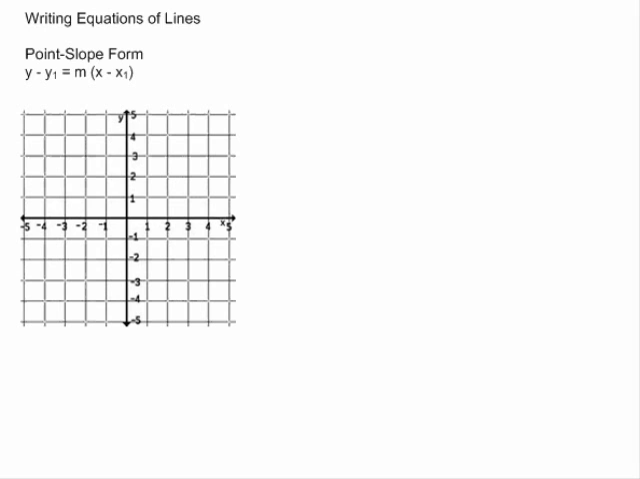Say for instance, we are given a point and a slope. We're told that we have the point negative 1, 4 and a slope of 3. So using a point and a slope, we're going to plug those values into what we call point slope. Now, we know what m is. M is always our slope.